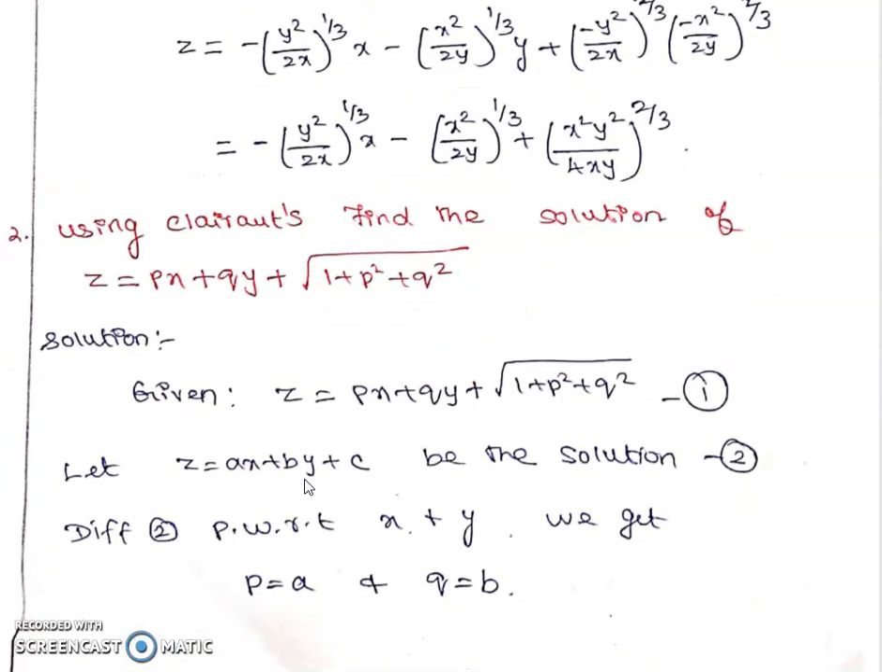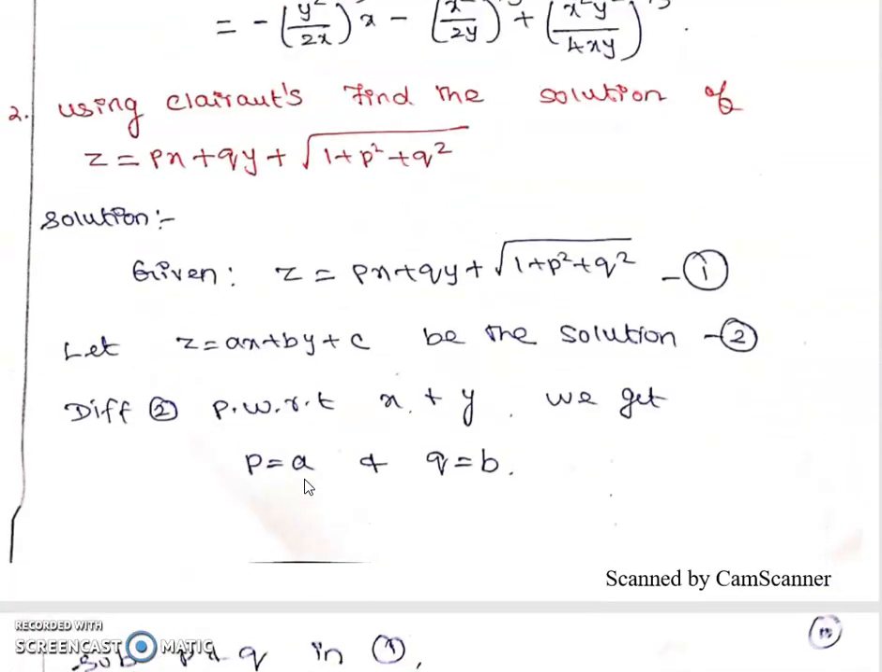Next, we go to the second problem. Using Clairaut's form, find the solution of z is equal to px plus qy plus root of 1 plus p square plus q square. So here let us assume z is equal to ax plus by plus c to be the solution. Differentiating this equation 2 partially with respect to x and y, we get p is equal to a and q is equal to b.